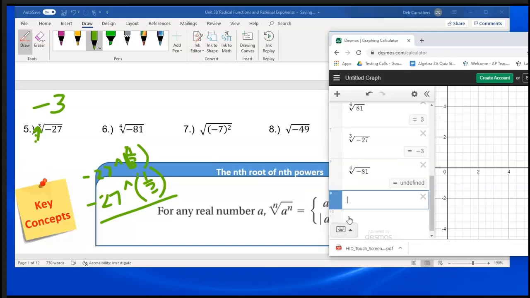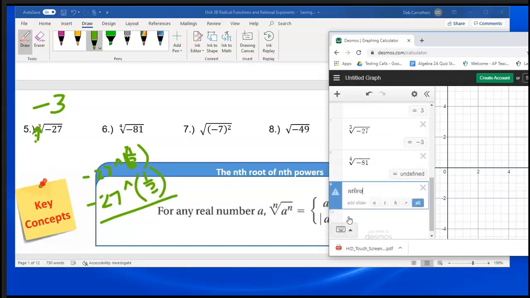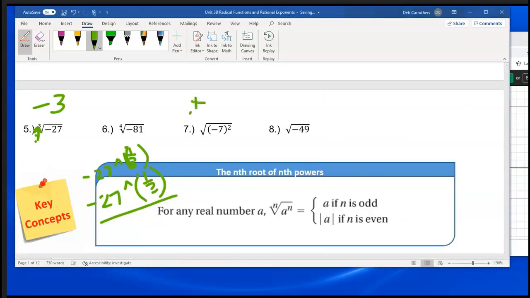Let's see, negative 7 times negative 7 squared would be 49, but let's see what the calculator does. We can do nth root, or we can type in square root. It's going to be the square root. We can put it in exactly like we see it, negative 7, and we're going to raise it to the second power. And notice how it changed its mind and it came back and said it is 7. But remember, because it's a square root, the answer would be plus or minus 7 as the final answer on that one.